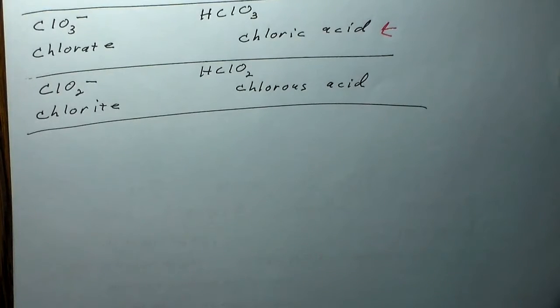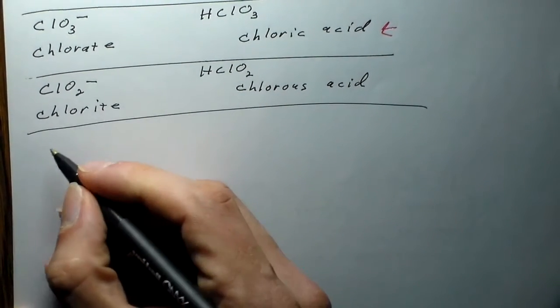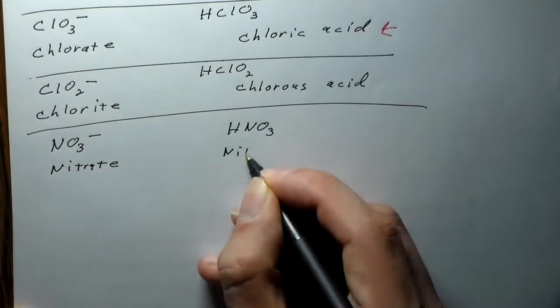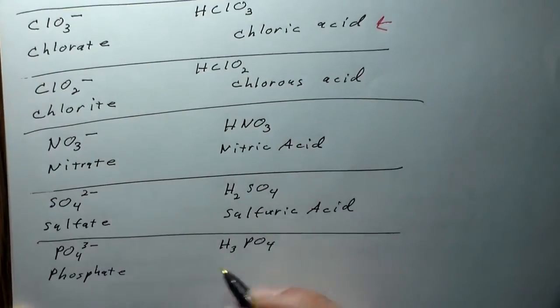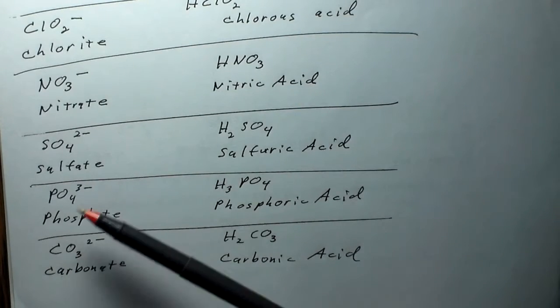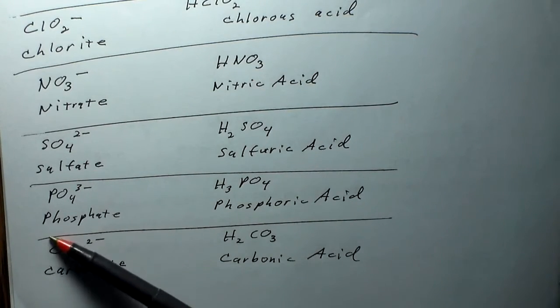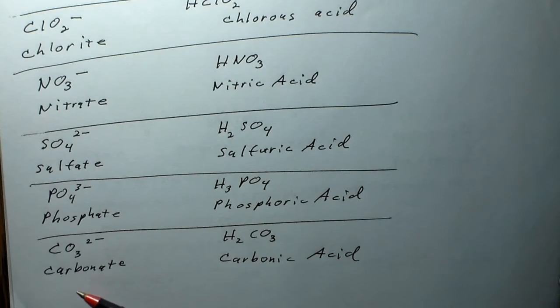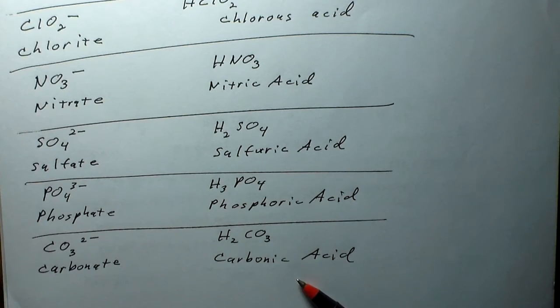And here are a few other very common acids, which we will definitely be seeing through the semester, and at some point you'll probably even see these in your future lives as well. So here is the anion. Nitrate becomes nitric acid, sulfate becomes sulfuric acid, phosphate becomes phosphoric acid, carbonate becomes carbonic acid.